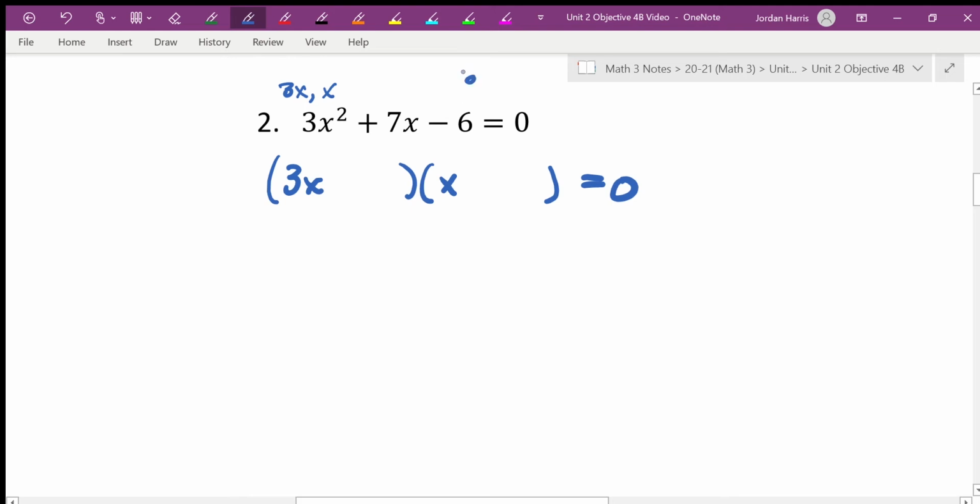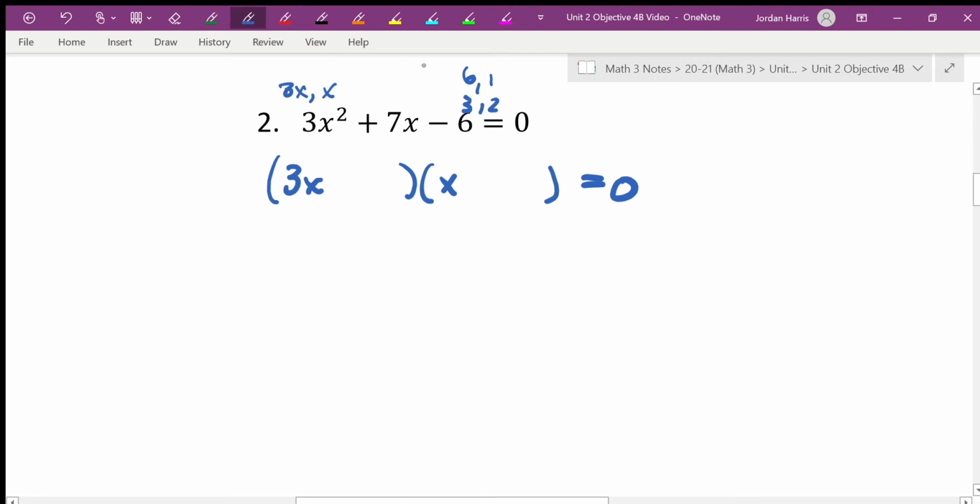6, I have 6 and 1. And I have 3 and 2. Okay, remember we're trying to make a 7. So we can kind of think, and it's negative, so one of them is negative, one of them is positive, so we got to keep that in mind.